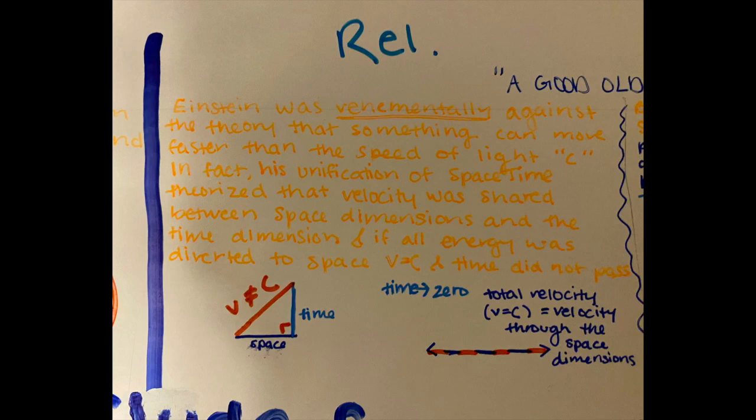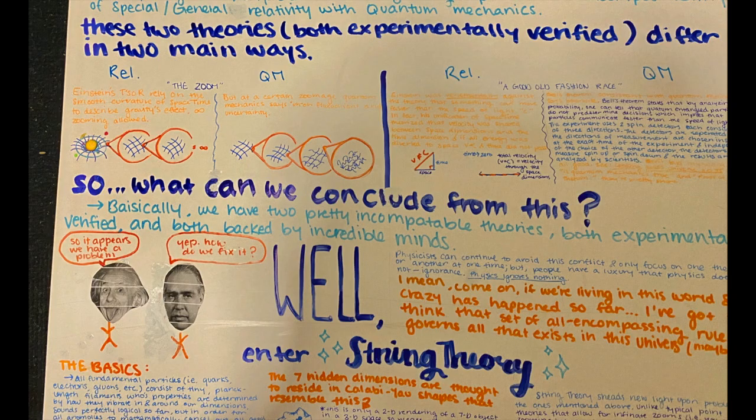You can kind of see it in my little vector drawing, similar to a velocity vector. If energy is shared, if there's both time energy and space energy, velocity is not equal to c, the speed of light. But if time goes to zero, your total velocity is equal to velocity in the space dimension, and v equals c in that instance.